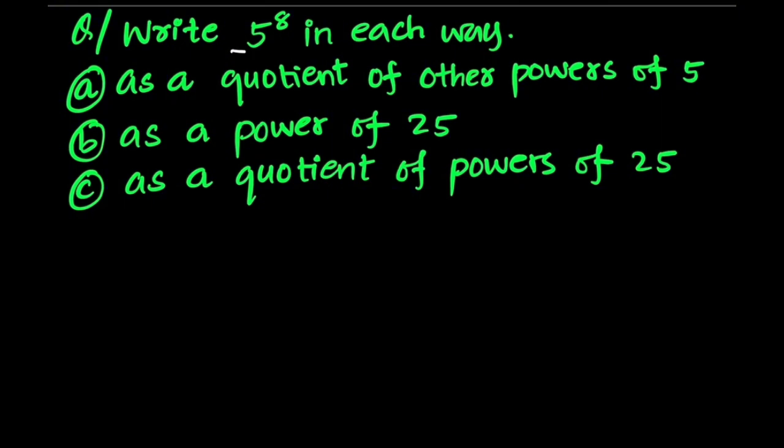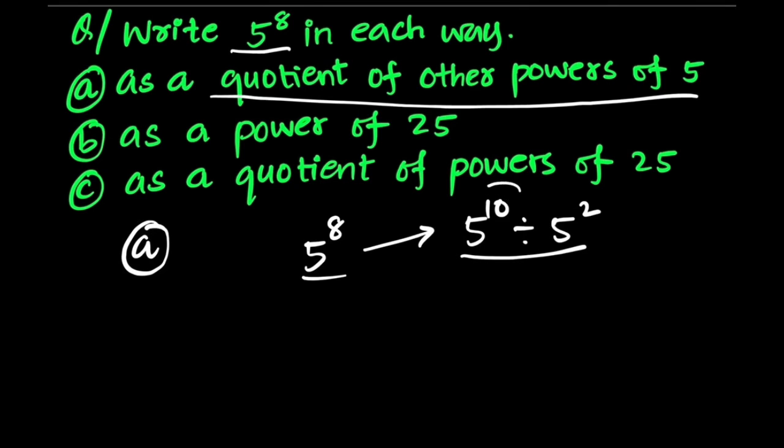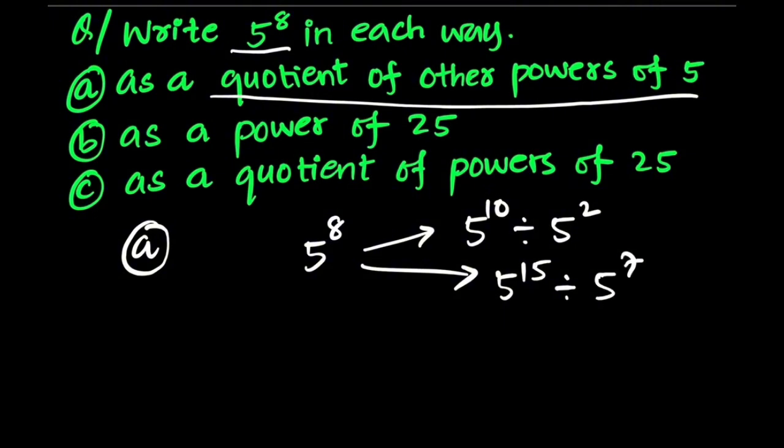Now let's look at this problem which says write 5 raised to 8 in each way. Let's solve part A which says express 5 raised to 8 as a quotient of other powers of 5. So there are infinite ways to express this. 5 raised to 8 can be written as 5 raised to 10 divided by 5 raised to 2. The bases are the same, and when you subtract the exponents you still get 8. Another way to express it is 5 raised to 15 divided by 5 raised to 7. Since the bases are the same, when you subtract 15 minus 7 you still get 8.